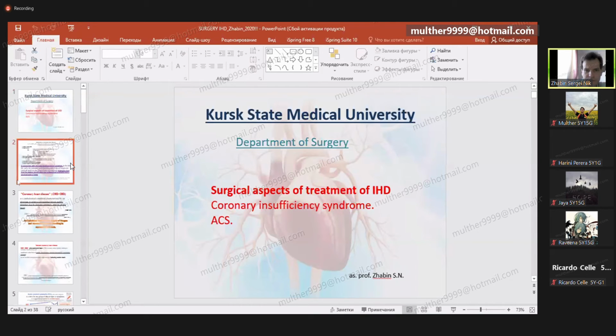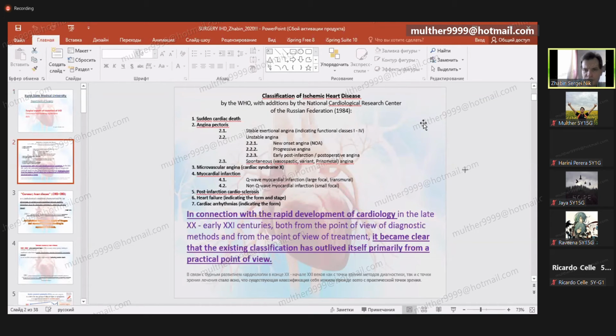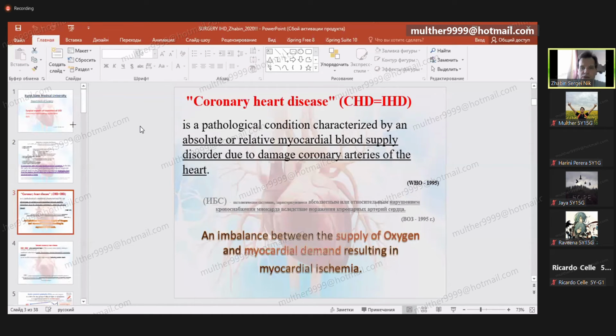So there are different classifications of ischemic heart disease. For example, here is the old classification, and in connection with the rapid development of cardiology, it became clear that the existing classification has outlived itself, primarily from the practical point of view. Coronary insufficiency syndrome is a pathological condition characterized by an absolute or relative myocardial blood supply disorder due to damage to the coronary arteries of the heart.